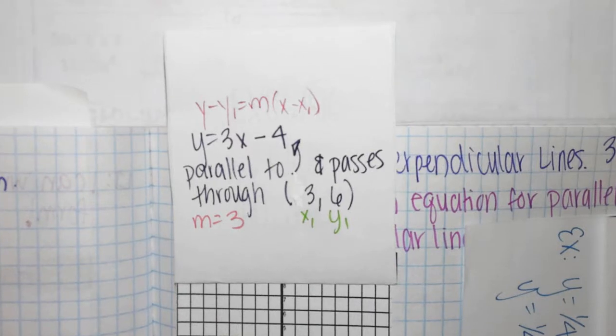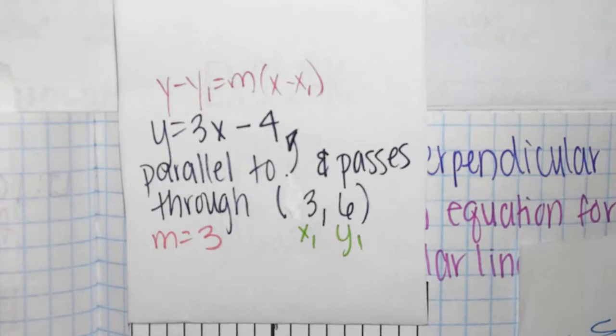Because we're writing it in point slope form, so we need to label. Because that way we know what to plug in where.